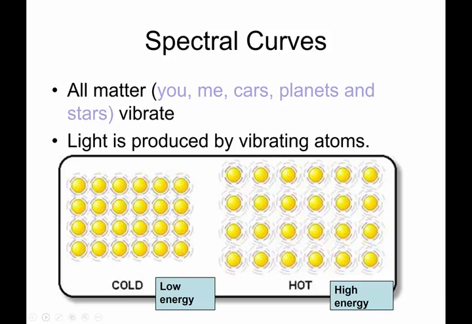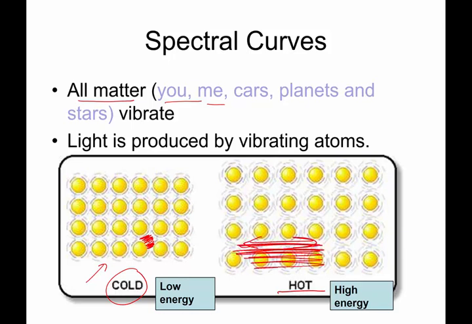So let's back up just a little bit. All matter vibrates. You, me, the cup of coffee sitting on your desk right now, every single molecule vibrates. And when things are cold, they vibrate just a little tiny bit back and forth. As things get hot and more high energy, they vibrate faster back and forth. Their vibrations are more violent at high temperatures, and they are less violent at cold temperatures.